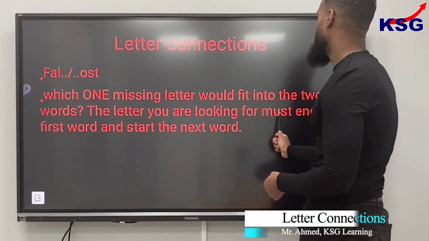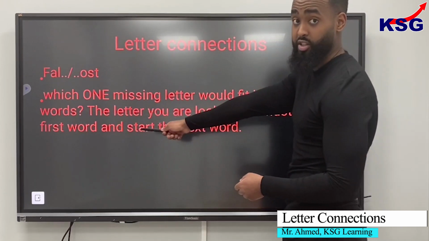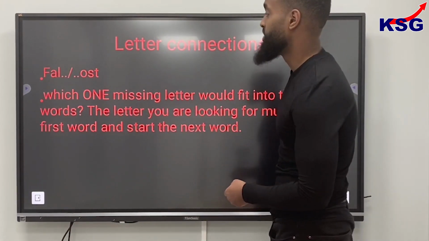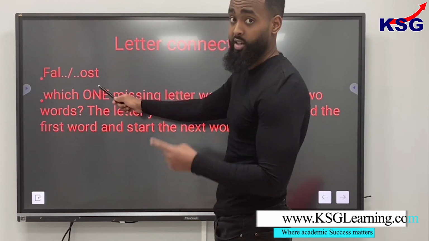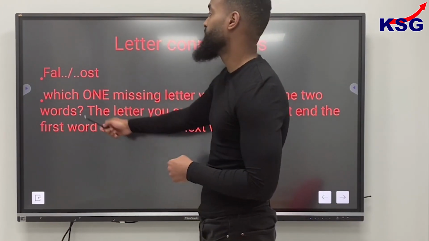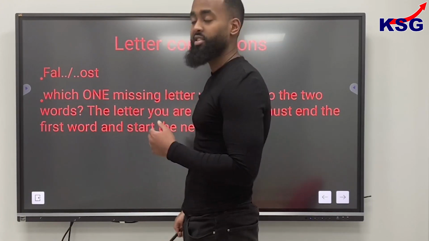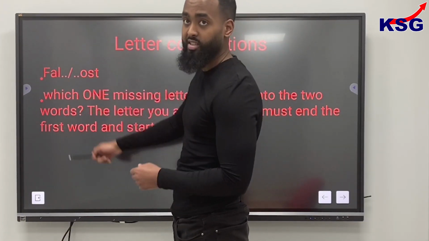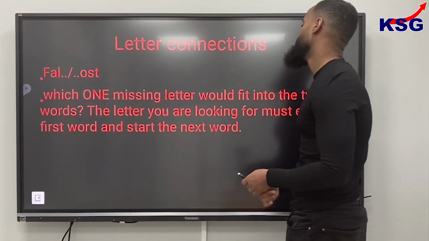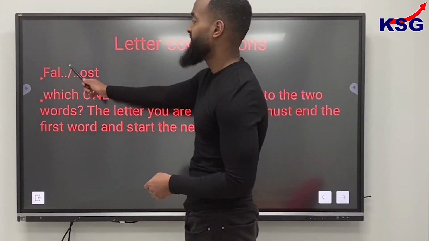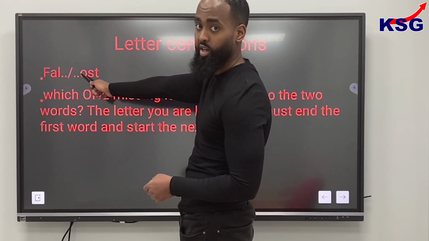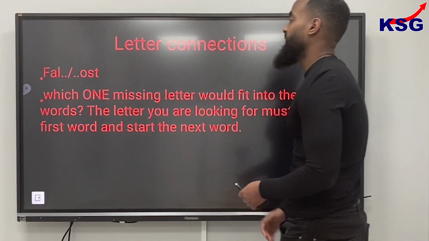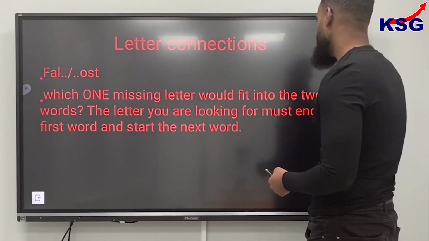The letter you are looking for must end the first word and start the next word. So remember to always read the question carefully. It says which one, only one missing letter. Because you see two spaces here, it doesn't mean that you put in two separate letters. It's one missing letter. The missing letter at the end of this word is also going to be the one that begins this word.